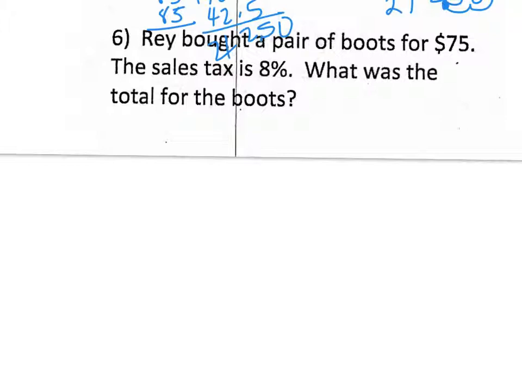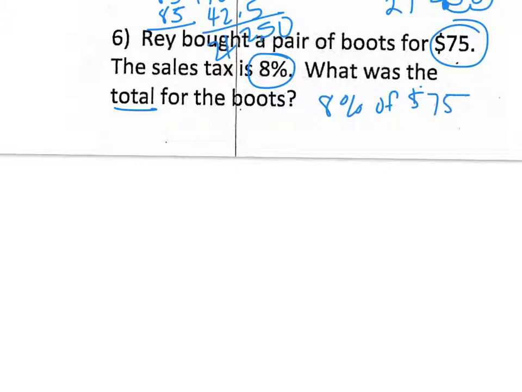So Ray bought a pair of boots for $75. The sales tax is 8%. What was the total for the boots? So what we need to know is what is 8% of 75. So if we were writing this as a decimal, remember it's out of 100. So sometimes it's easier to do the 8 over 100. And the total of the boots was 75. And we need to know what part of that. So we can put x there. Sometimes it's easier to do it this way.